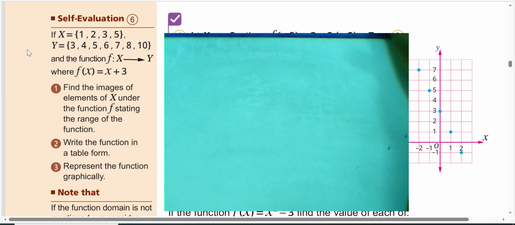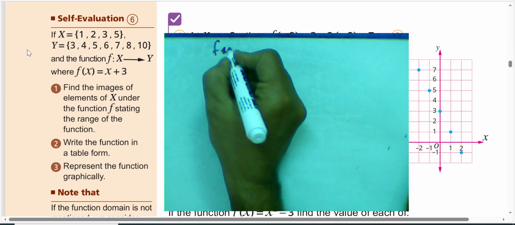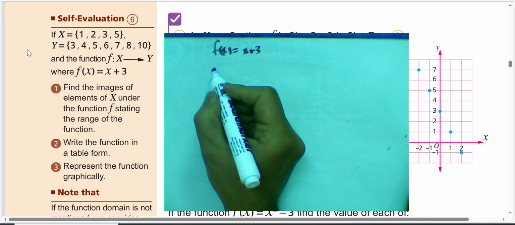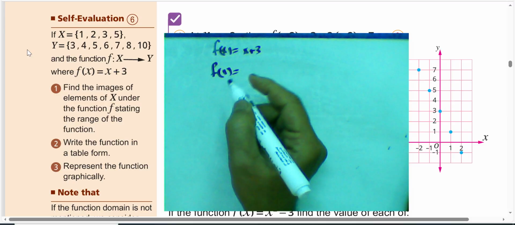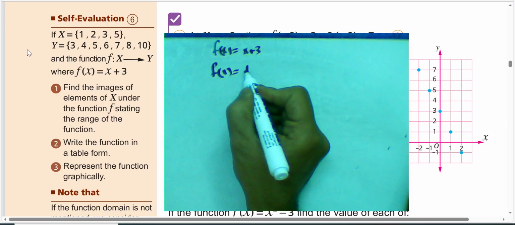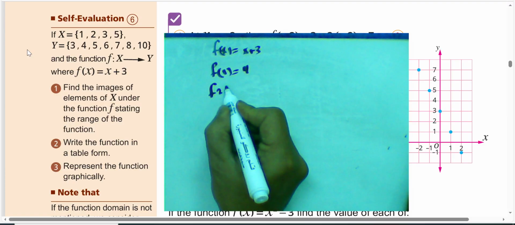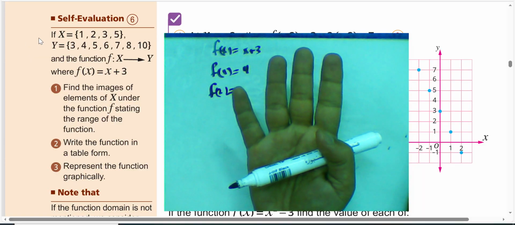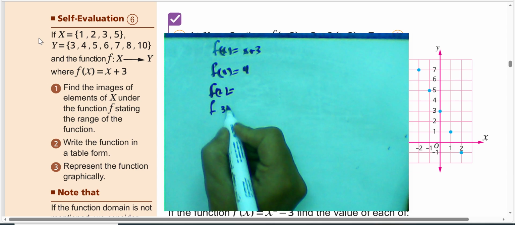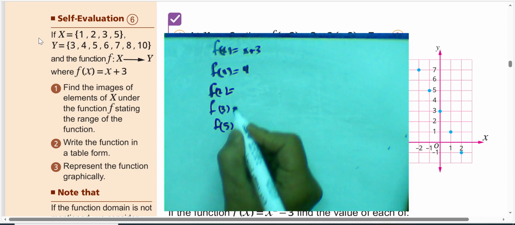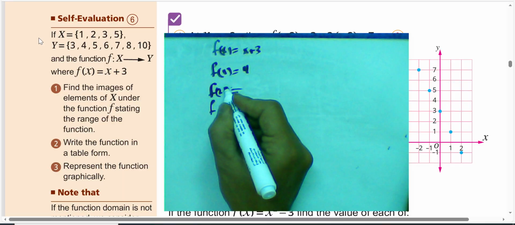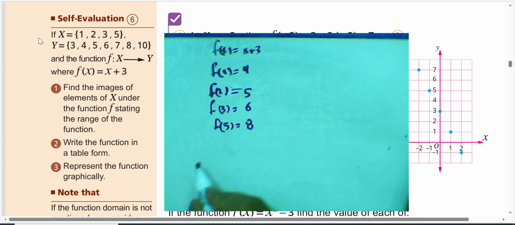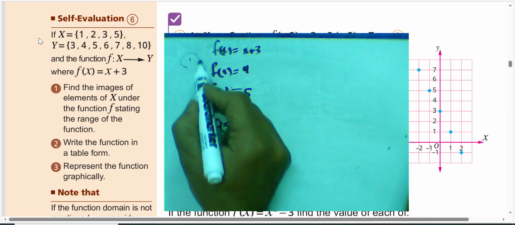We have x and y, and the function f of x was equal x plus 3. We can find f of 1. Put 1 plus 3 equal 4. For f of 2, I choose the answer from x. Okay, x has 1, 2, 3, 5. Find f of 2, f of 3 and f of 5. F of 2, 2 plus 3 is 5. F of 3, 3 plus 3, 6. F of 5, 5 plus 3 equal 8. Okay, this is number 1.